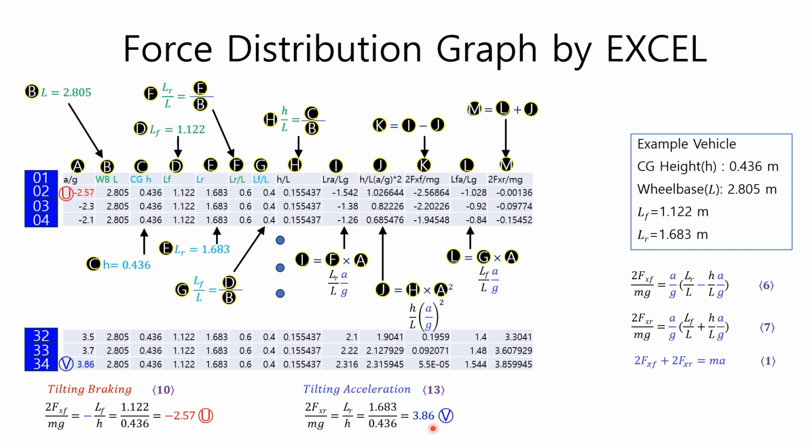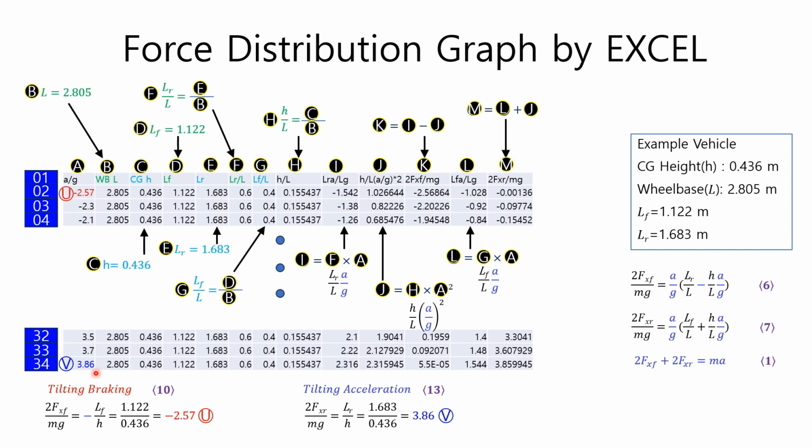Enter the calculation formula of equation 10 into the red cell A02 of the first column of the Excel sheet to calculate the value A. Enter -2.3 into the cell A03 directly below it, and increase the G-unit value by 0.2 from the cell A04 directly below it to A33. The smaller the increase, the more detailed the graph can be. Next, enter equation 13 into cell A34 to calculate the tilting acceleration of 3.86.